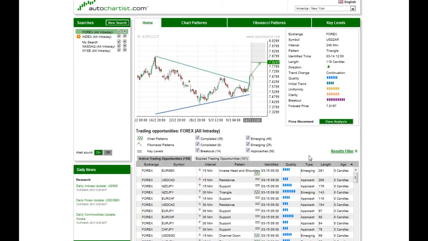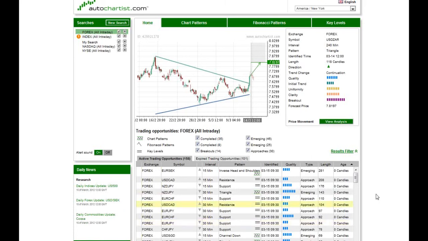Right, performance stats. To be completely honest, it's something that I wanted to cover. We do have statistics, and if you click on the bottom left of your screen, there's a little link that says performance statistics. You can click on it if you like. It'll only give you stats for chart patterns.